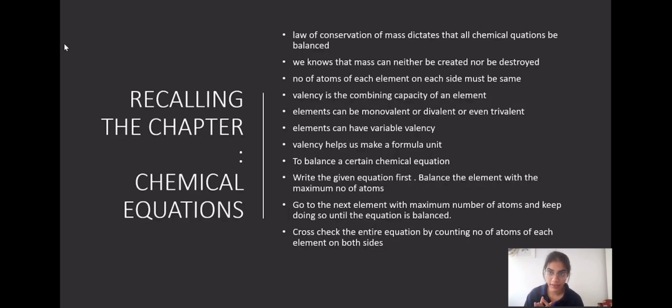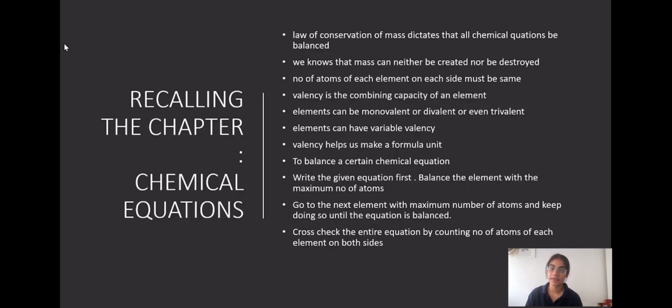Before we start balancing chemical equations, we understand the concept of valency, that is the combining capacity of an element. An element either gains electrons or loses electrons to become a positively or a negatively charged ion, and those ions then combine with each other to form different kinds of compounds. Elements can be monovalent, divalent, or trivalent, meaning they can either lose 1 electron or 2 electrons or 3 electrons. There are some elements that show variable valency, for example copper and iron. Valency helps us make formula units for compounds.